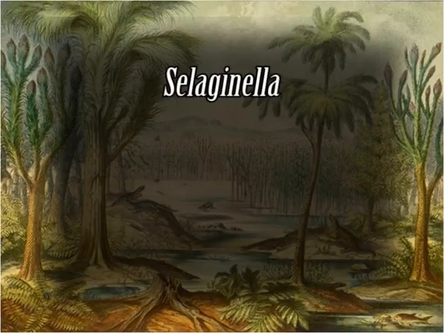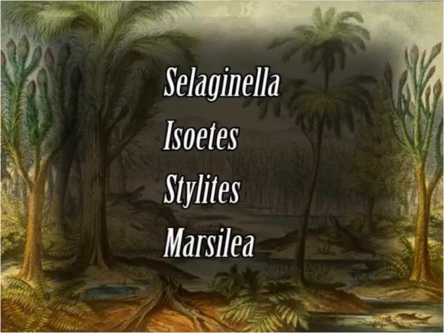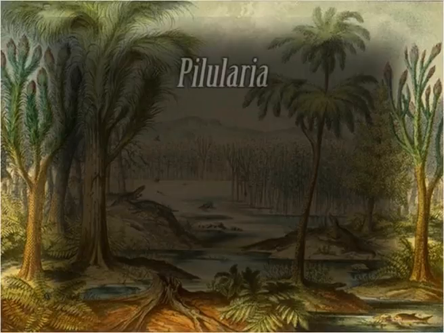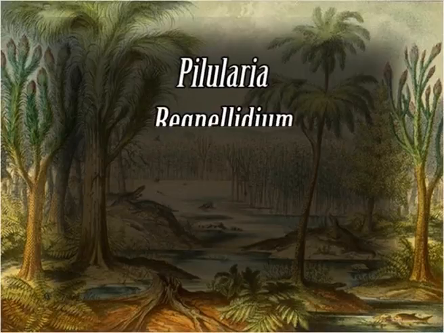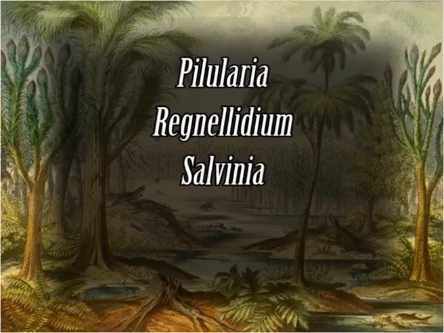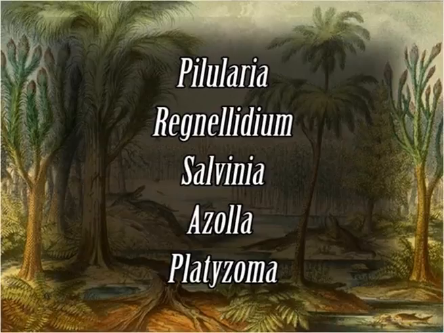Heterospory is known in 9 genera of pteridophytes, which include Selaginella, Isoetes, Setulites, Marsilea, Pilularia, Regnellidium, Salvinia, Azolla, and Platyzoma. Some of these genera generally approach the seed habit.